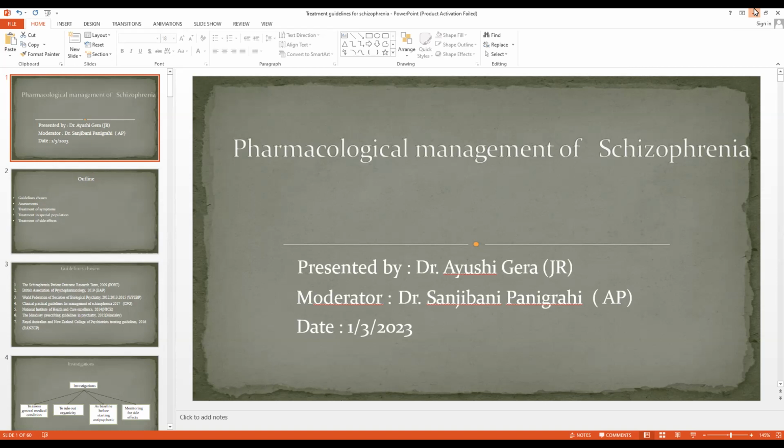Now, QT prolongation. If the QTc is less than 440 in men and less than 470 in women, no action is required. If it is more than 440 in men and more than 470 in women, consider reducing the dose or switching to a drug of lower effect, and repeat ECG. If the QTc is more than 500, then repeat ECG, stop the suspected offending agent. And if there is abnormal T-wave morphology, review treatment, consider reducing the dose or switching to a drug with lower effect.